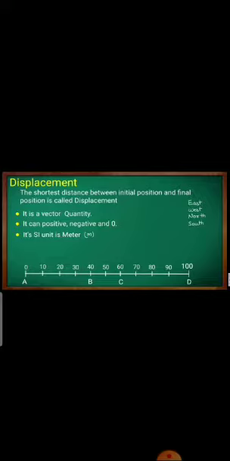Now a scale is given below. From this we will understand what distance and displacement are. Suppose an object is moving from A to B and again moving from B to A. So when it is traveling from A to B, the distance is 40 meter. But again when it is traveling from B to A point, it means it is traveling in the negative direction. So here the displacement will be 0.